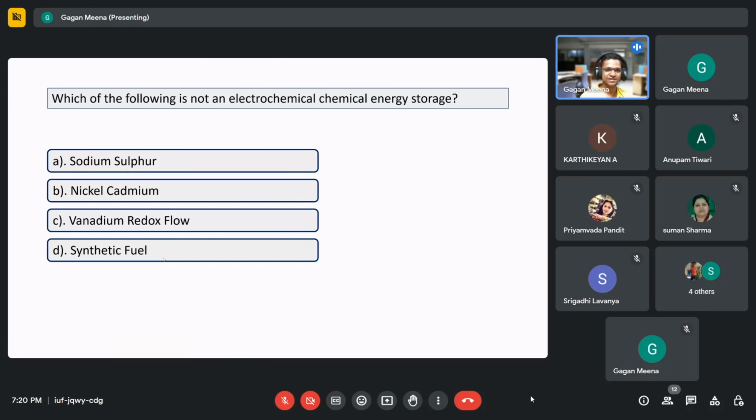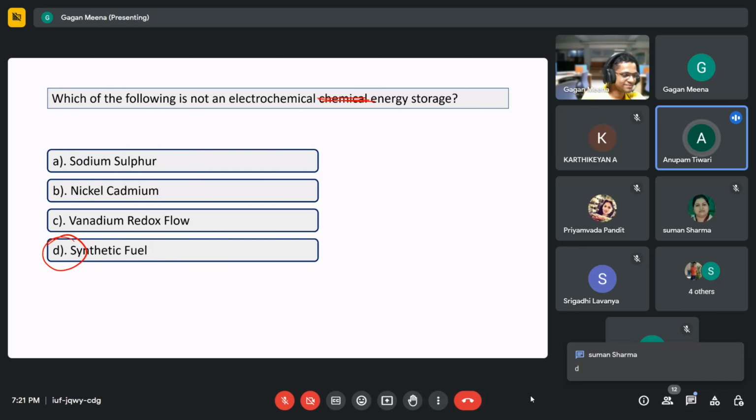First question is, which of these is not an electrochemical energy storage? Which one is the correct option? I think it is C. C, sir. Are you sure? Yes, D is the correct answer.